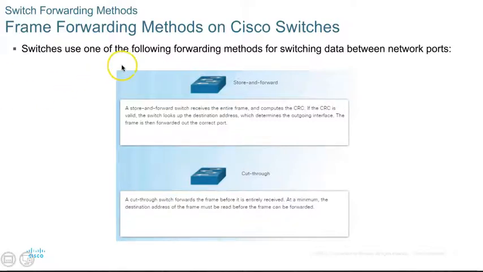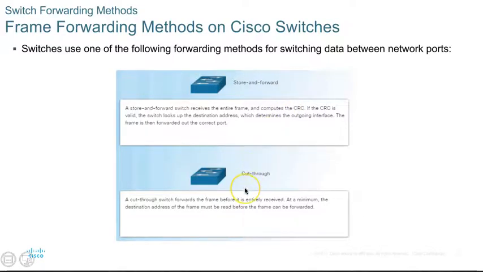One is known as store and forward, and the second method is known as cut through. The difference between them is really simple. What happens in store and forward? The switch receives the entire frame from one PC or one port before it forwards it to another PC on another port. It waits for the entire frame. That is known as store and forward. It keeps storing, and when it has the entire frame, only then does it send it.